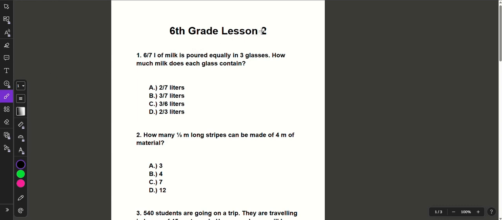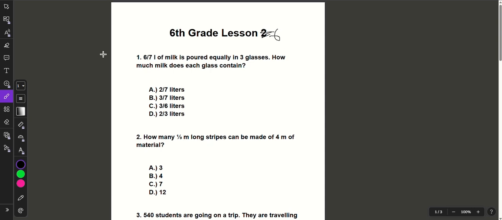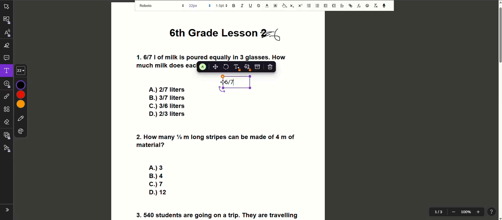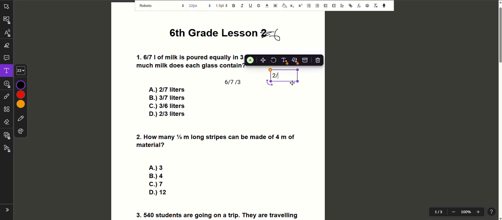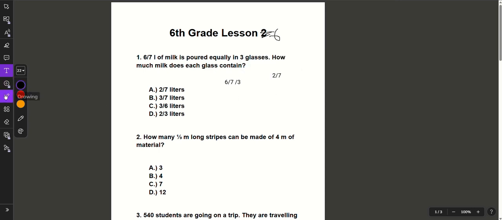Lesson 6. Number one: 6/7 of milk is poured equally in 3 glasses. How much milk does each glass contain? So we have to divide 6/7 by 3. We just divide 6 by 3, and then we'll get 2/7. So that'll be B.